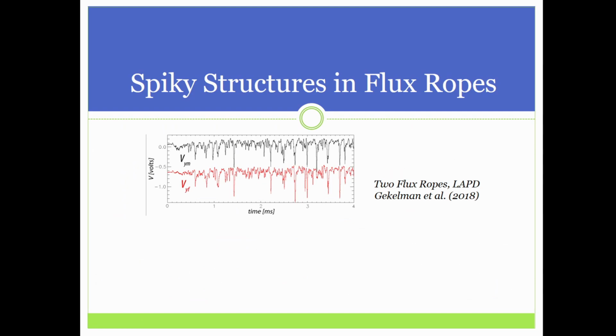Moving on, I'd like to talk about spiky structures that were found in our experiment, the two-flux rope experiment at the Large Plasma Device, or the LAPD. The results were published in a paper in 2018, and the references are again at the end of the presentation if you're interested. Here, I will briefly describe how the spikes are produced and some of their properties.